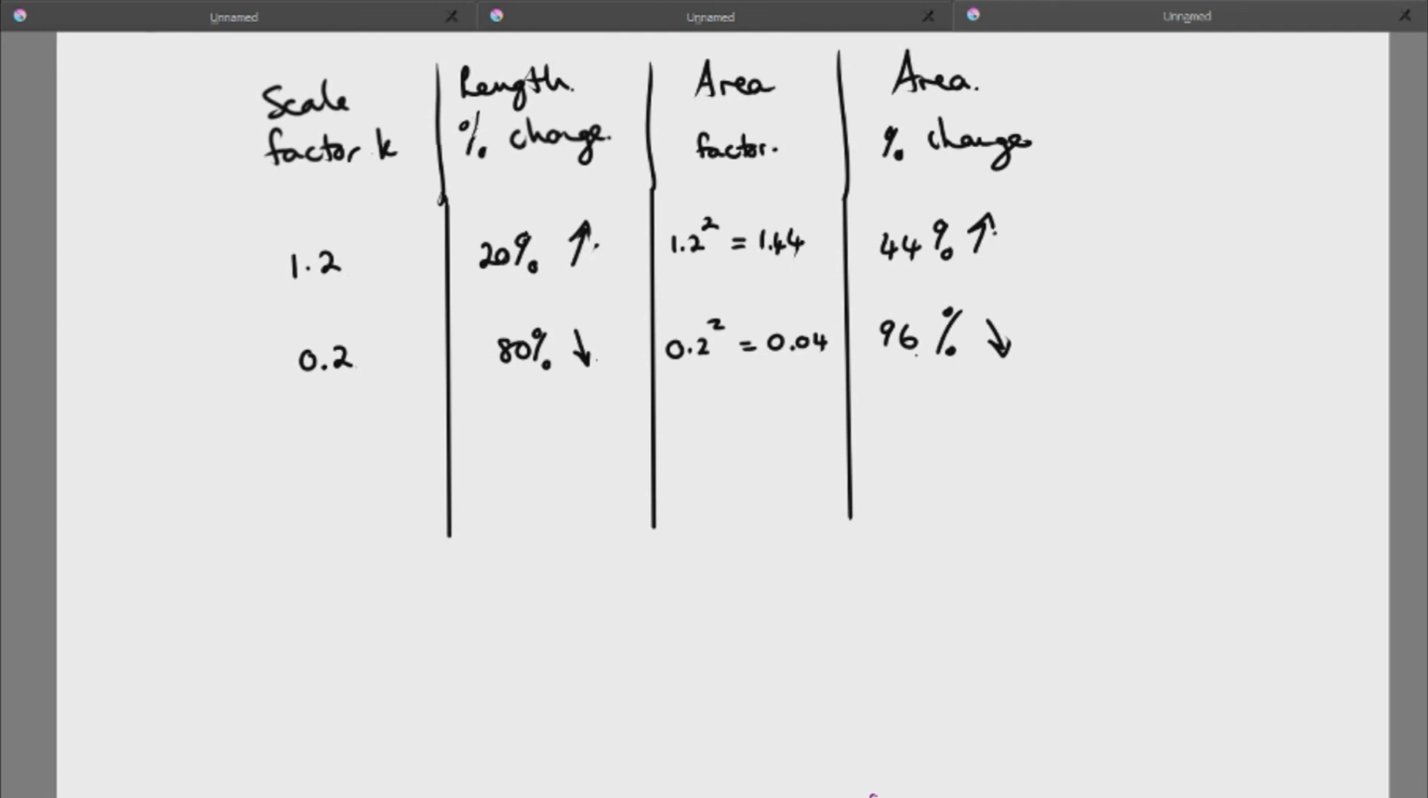How'd you get 96? I look at the 0.04, which is the area factor, and then I see how far did I go down from 1? 0.96. It's always the difference, the distance from 1. 0.96, then I made it a percentage.